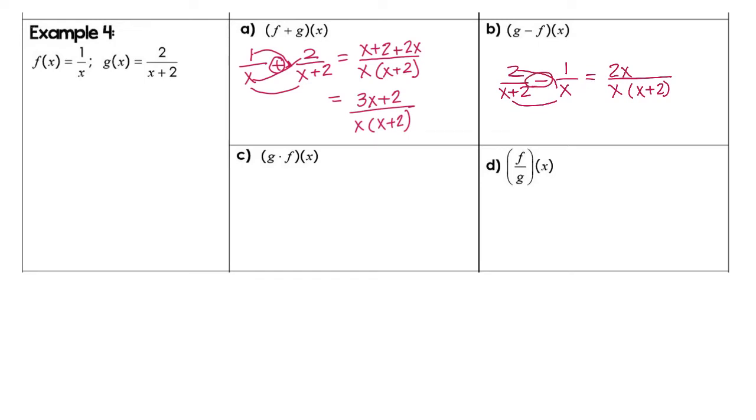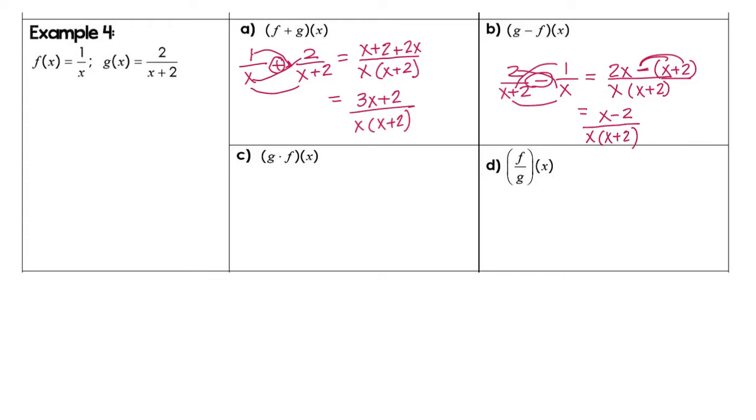And then minus. And then I'm going to multiply x plus 2 times 1. That's going to give me x plus 2. And I'm going to keep that in parentheses so I don't mess up a sign. So in the numerator, I'm going to have 2x minus x. So that's 1x. And then minus 2. And then that's all over x times x plus 2.